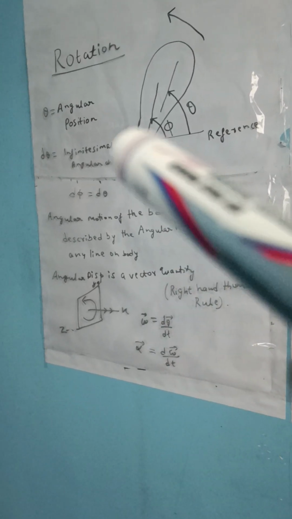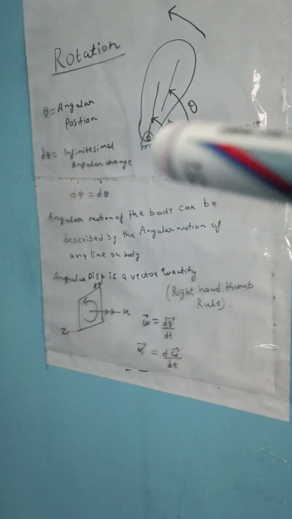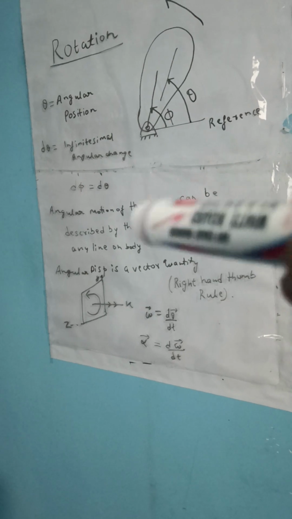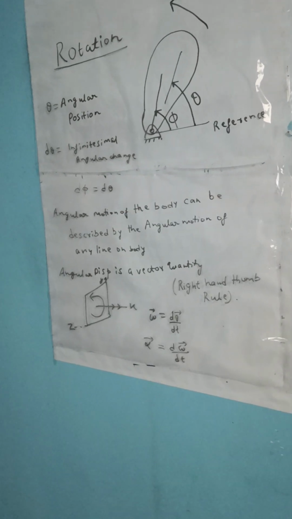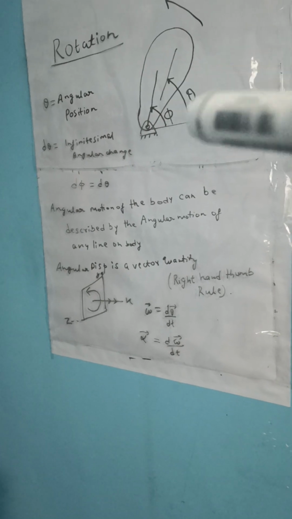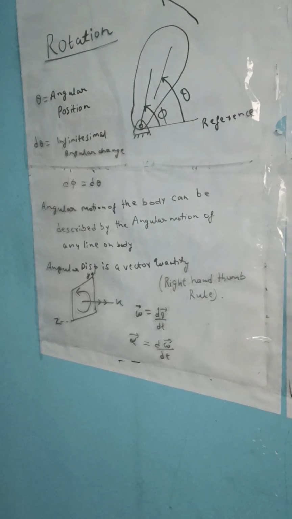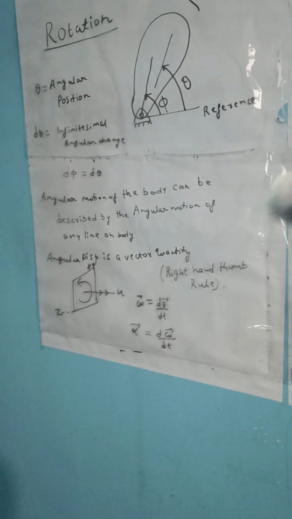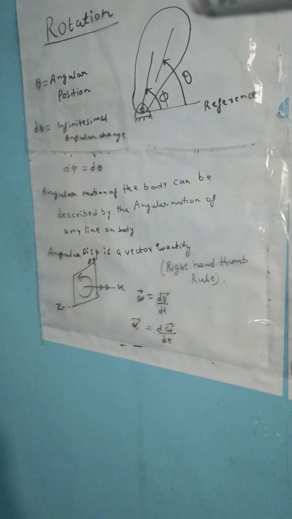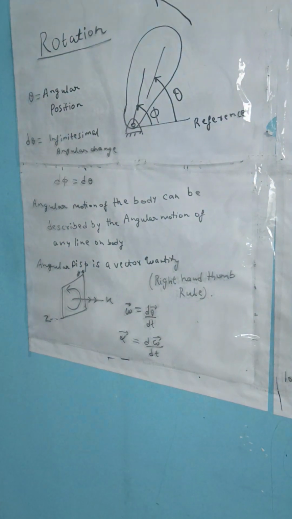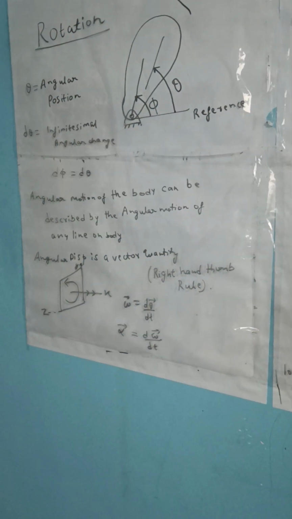Similarly, in rotation, we take this as reference, and we take any line on the body which is joined to the hinge point, and the position of that line from reference is measured in terms of angle. So theta is the angular position of this line and phi is the angular position of this line. In rotation, we observe the tilting motion of the line about the hinge point.